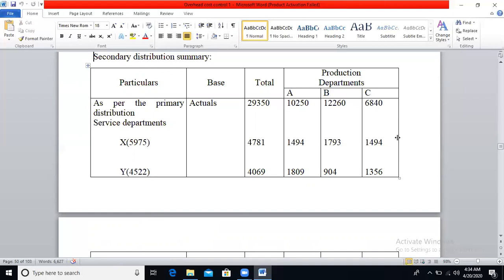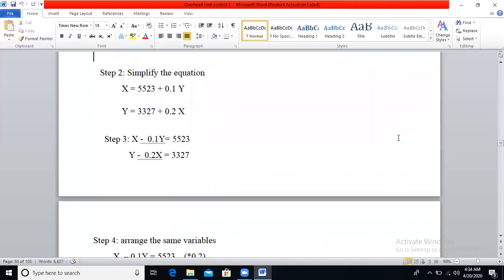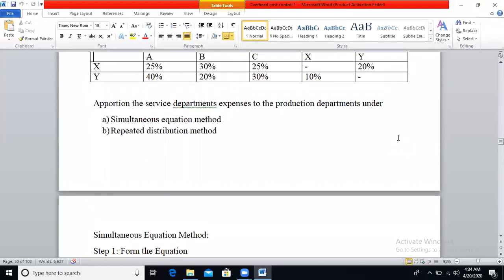So you have to write the percentages on one side. These are the percentages. You need to reapportion the X values to department A at 25%, to department B at 30%, and for department C at 25%. Like that, reapportion the Y department values to department A at 40%, for department B at 20%, and for department C at 30%.